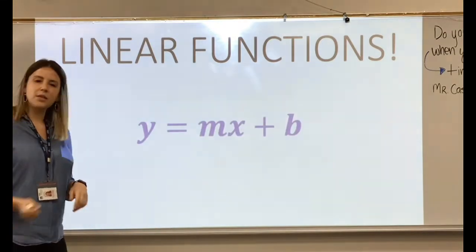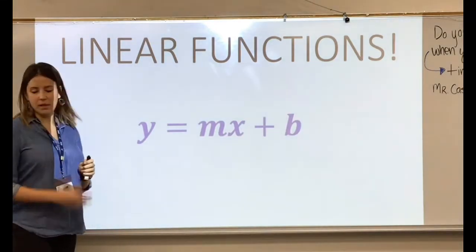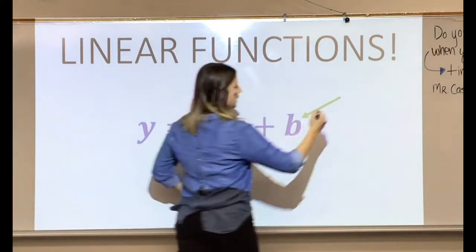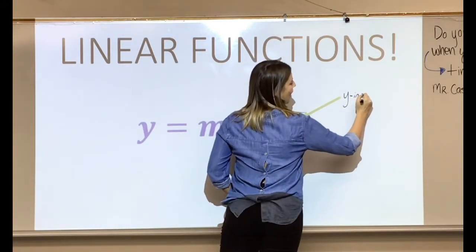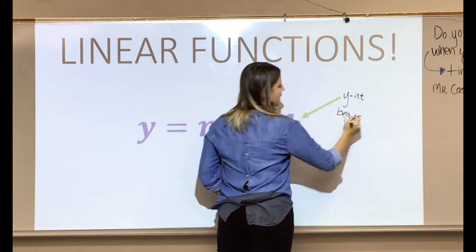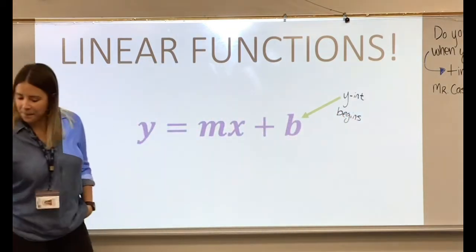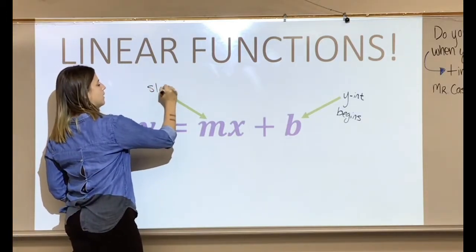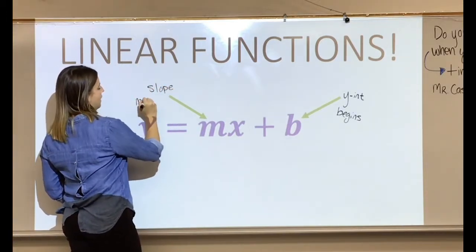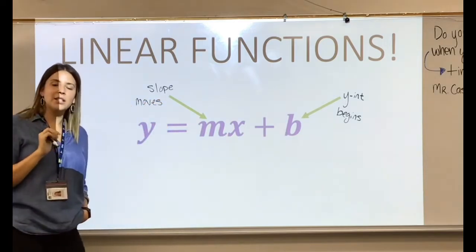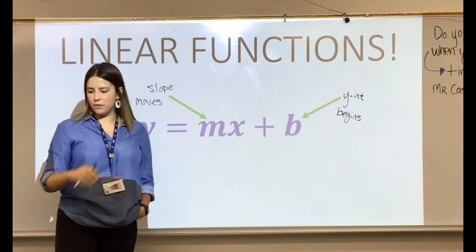We've kind of worked with this equation before, y equals mx plus b. We want to get specific. B is what we're focusing on today. B is your y-intercept. It is where everything begins. B stands for begins. Our m is our slope, and it is how everything is moving. So how does everything move? And so m, slope, m moves.